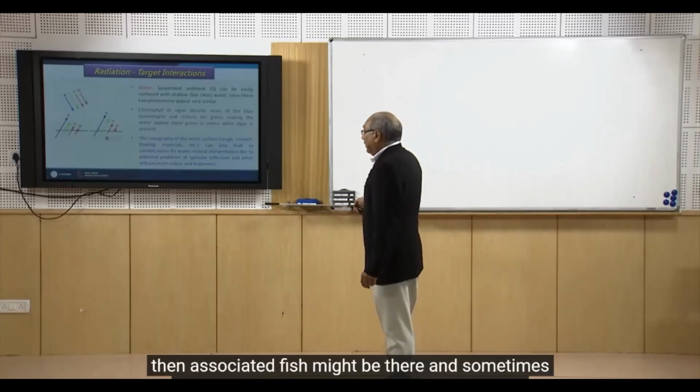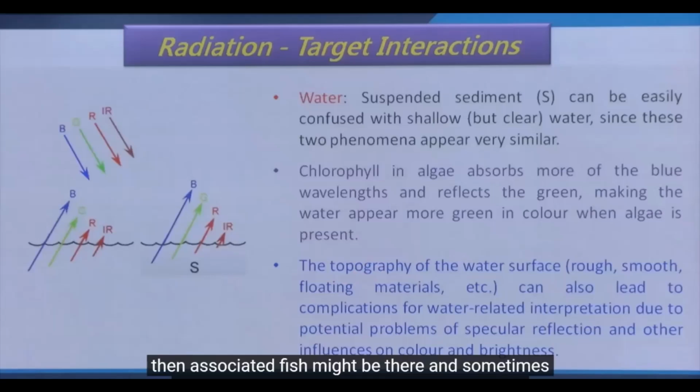So this is how remote sensing can be employed to find a certain type of growth of algae, and then the associated fish. Sometimes the undulations, ruggedness or topography of the water surface, that is, if it is not standard still water but rough or smooth, or floating material, etc., can also lead to complications for water reflectance interpretation due to potential problems such as specular reflection and other influences on the color and brightness.